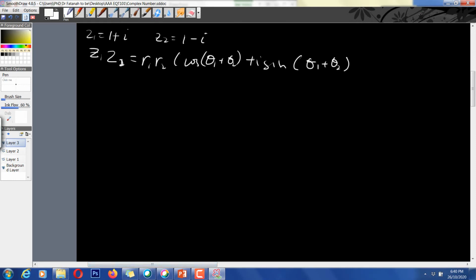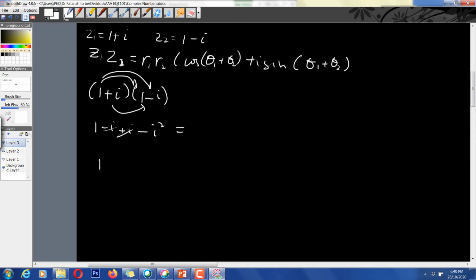First, we multiply Z1 and Z2: 1 plus i times 1 minus i. We have 1, minus i, plus i, minus i square. We will get 1, and minus i square is plus 1, so 1 plus 1 is 2. So how do we get this in polar form?